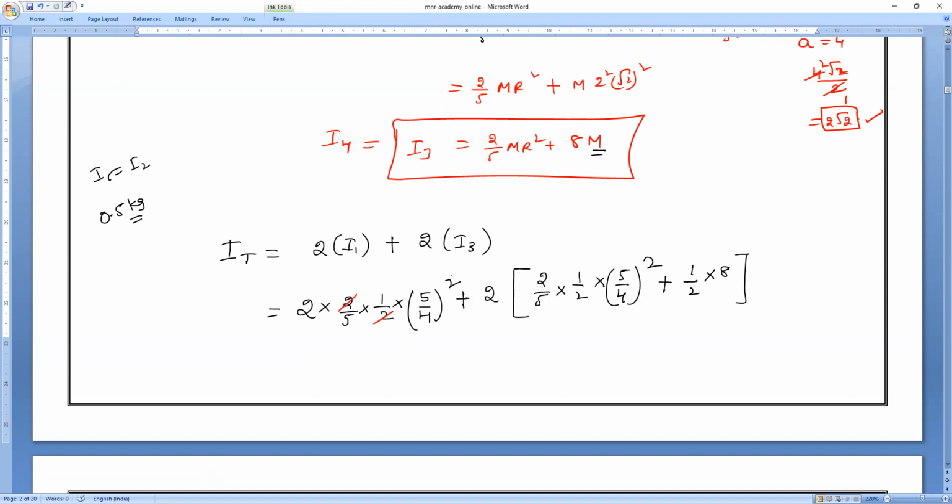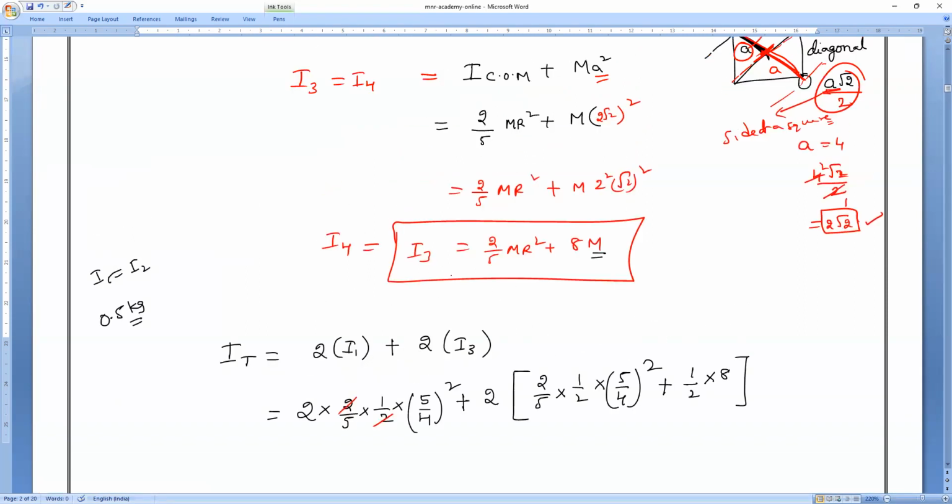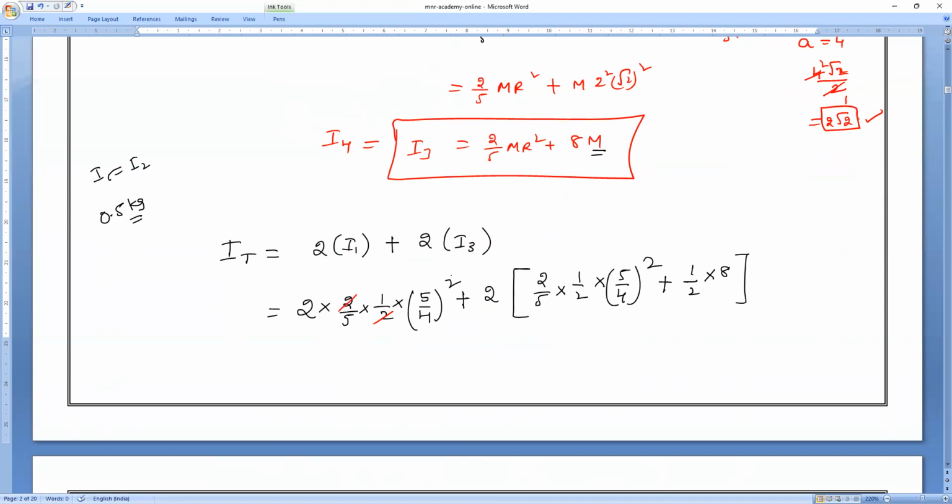Somewhere I made a mistake. Can you tell me what mistake I have made? I1 value is 2 by 5 mr square. Passing through that, R value is okay. Yeah, 2 by 5 mr square plus mr square. If I have made any mistake, you can check it and let me know. Or else, okay, we'll finish it. So what are the remaining things, everybody?